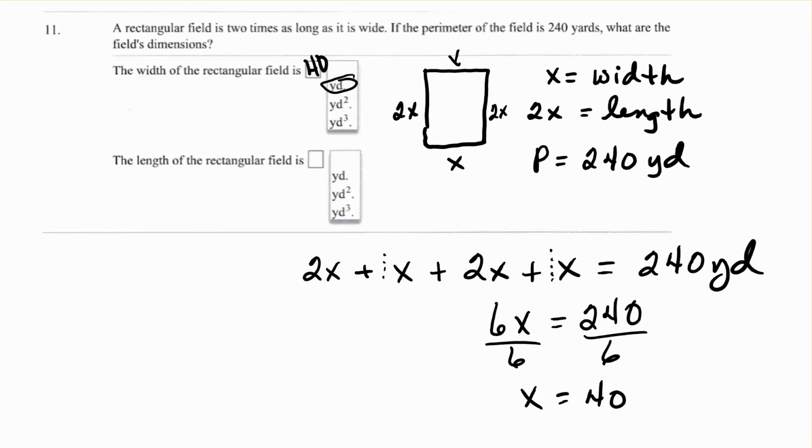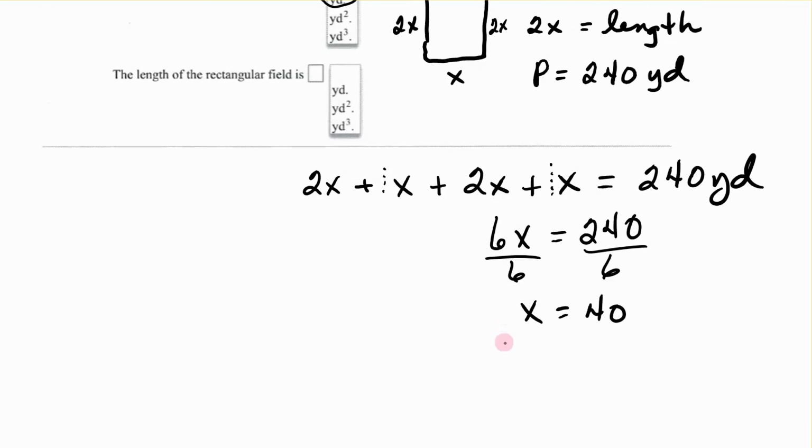All right. Now, the length is 2x. It's 2 times as long. So it is 2 times 40, which is 80 yards. I know that these are in yards because the perimeter was in yards. So all of the sides have to be in yards.